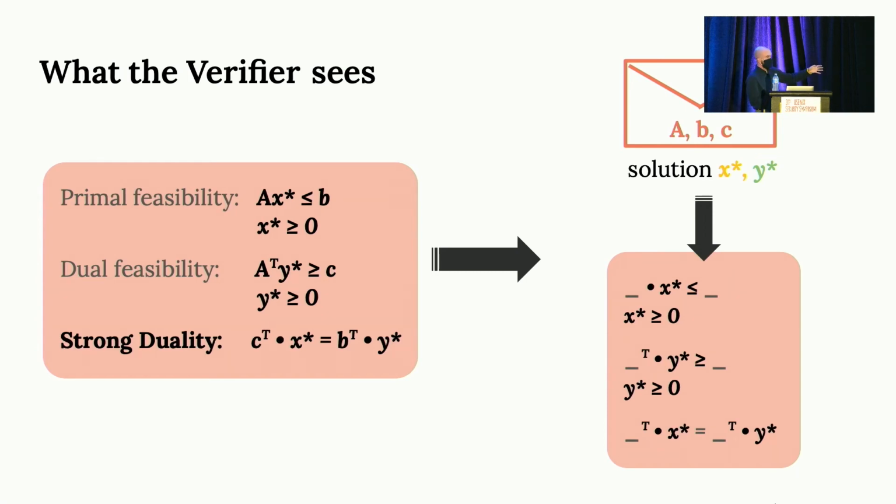The linear constraints of the problem, A, B, C. In our school example, this is like the admissions criteria and the student's data, which is hidden behind the commitment. So the verifier learns the structure of the problem, but it doesn't learn any of the data. It learns how big it is, what the certificate looks like, but all the data is hidden.